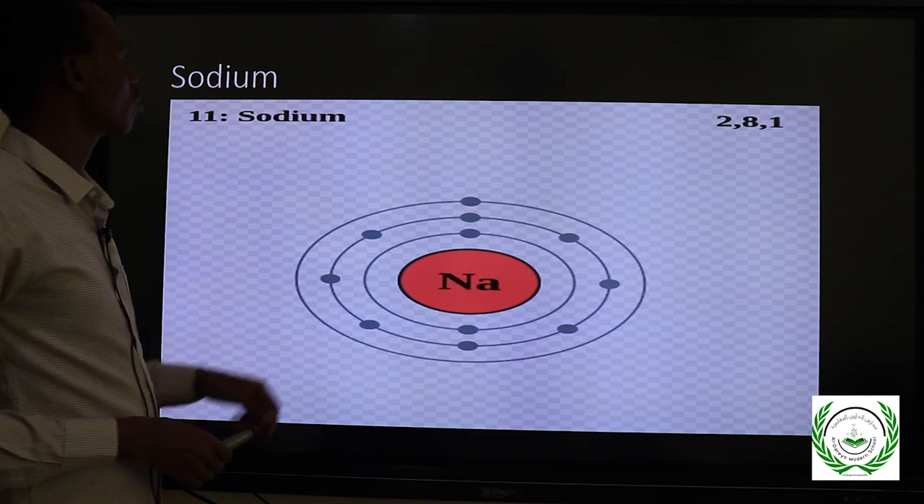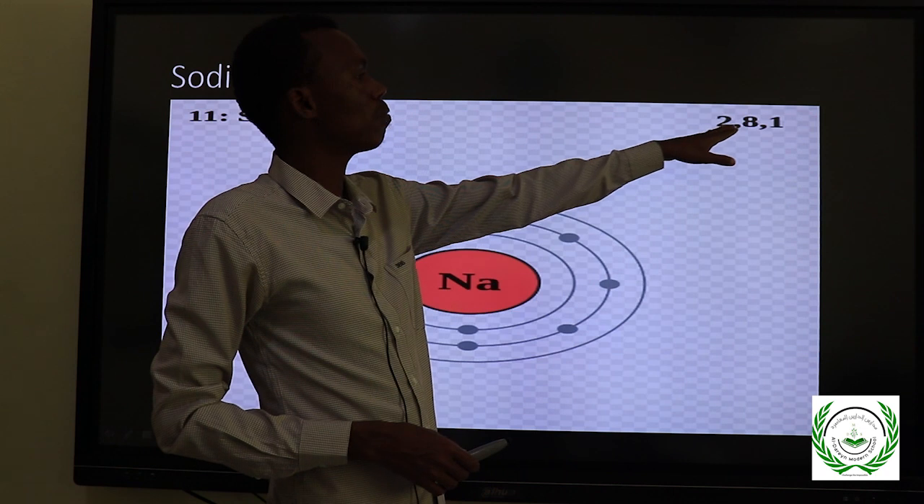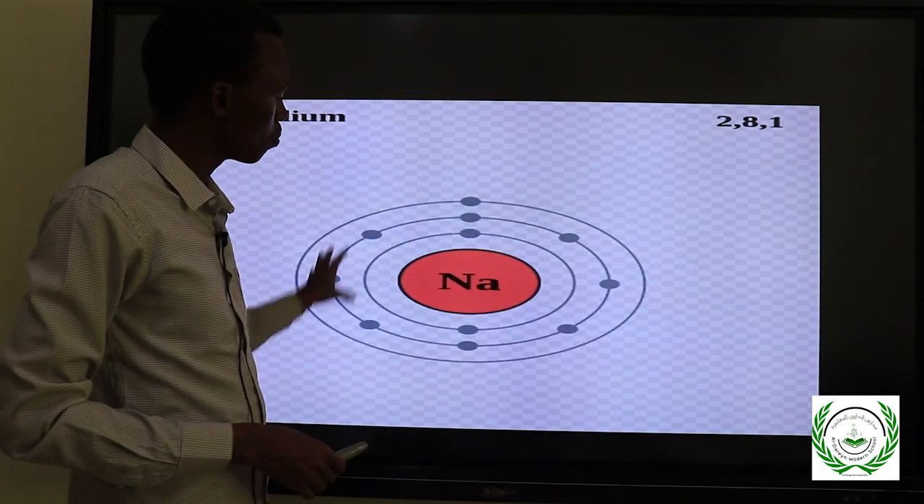Lastly, this is also sodium. So for example, the same formula we use with the number of electrons.